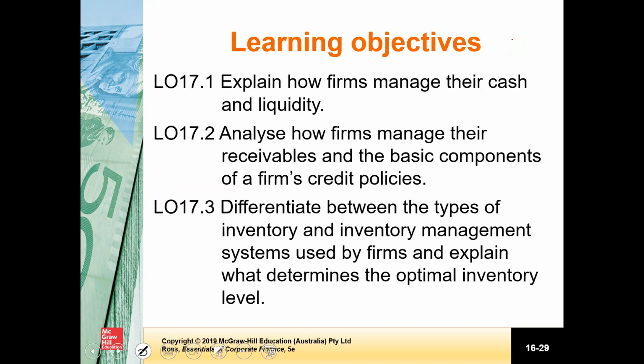As usual, we have several learning objectives in this chapter. For example, we will learn about how firms manage cash and liquidity, receivables, and other components of credit. And we will also learn about inventory management systems and how to determine the optimum inventory level. As usual, I will be uploading separate videos on each of these learning objectives. So in this video, I will be concentrating on the first learning objective, and I will discuss how firms manage their cash and liquidity.